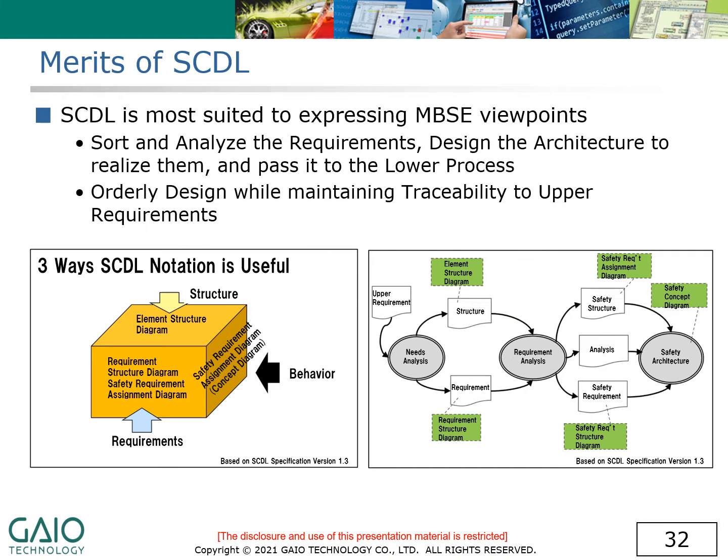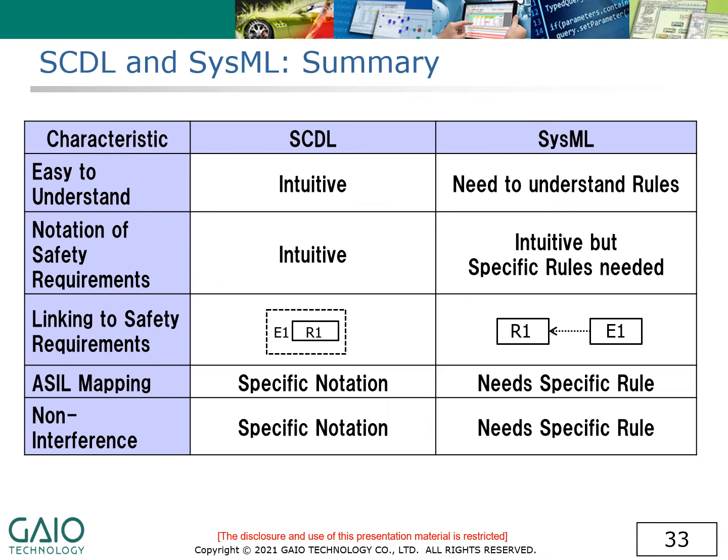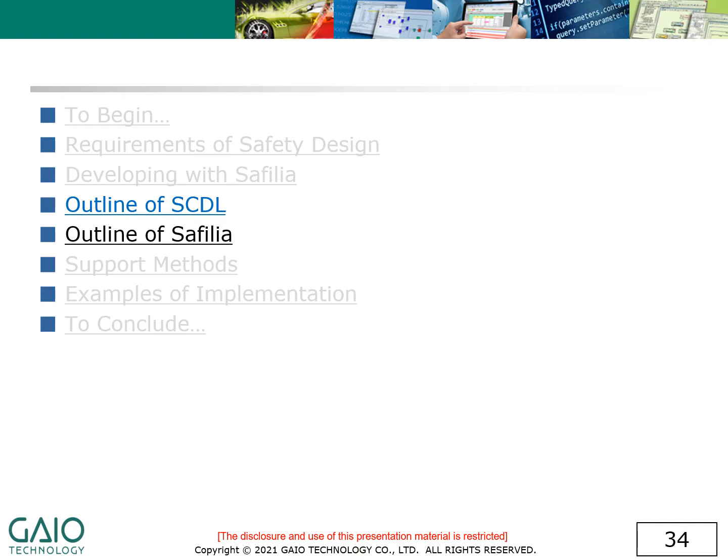Further, SCDL is particularly suited to describing model-based systems. The requirements, behavior, and structure of the system can be maintained throughout the model and traced across processes within the model. Finally, compared to generic modeling languages such as sysml, SCDL is easier to use and better capable of describing safety-based system requirements. Next, let's take a look at some features of the Safilia tool itself.